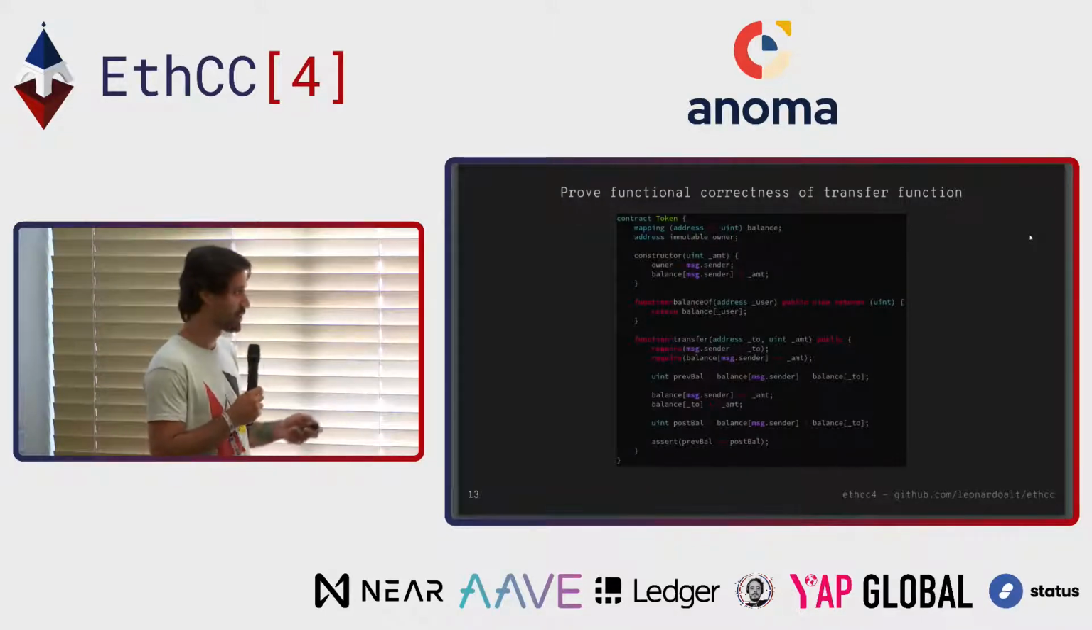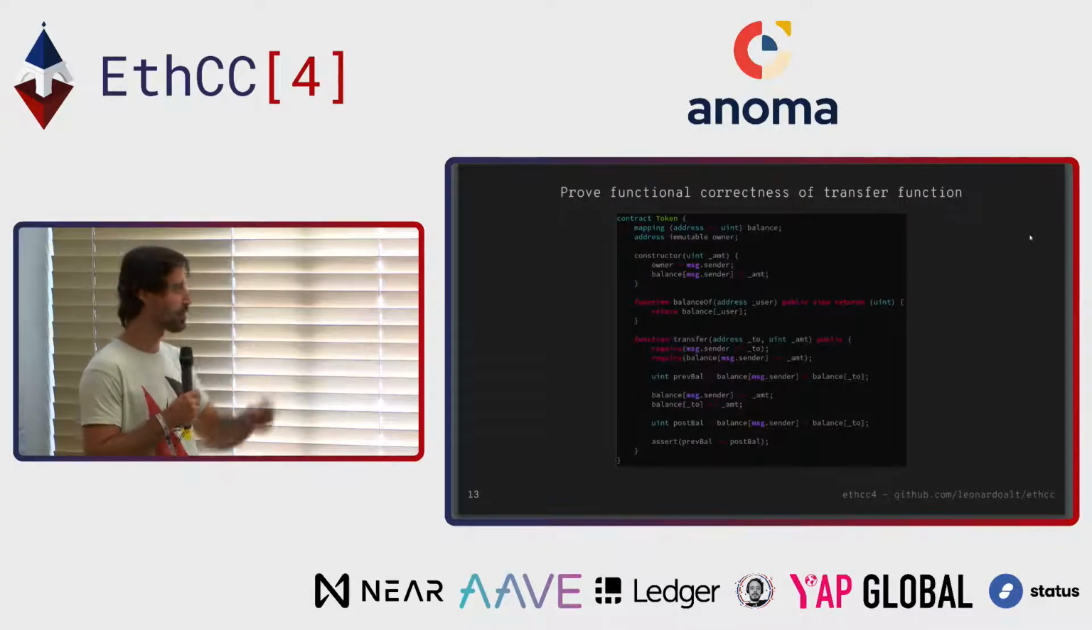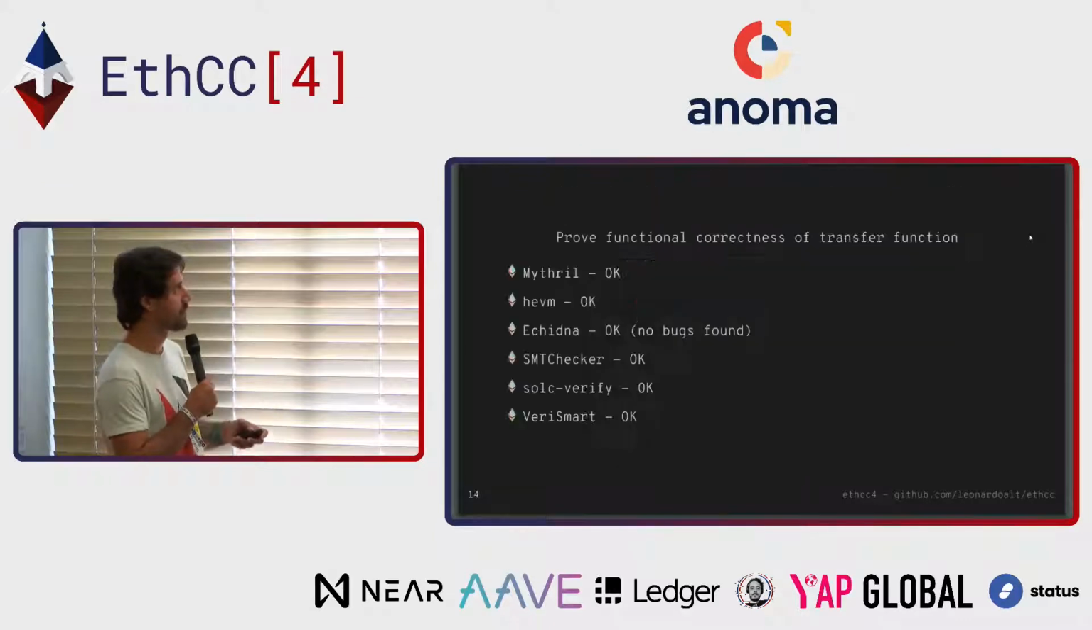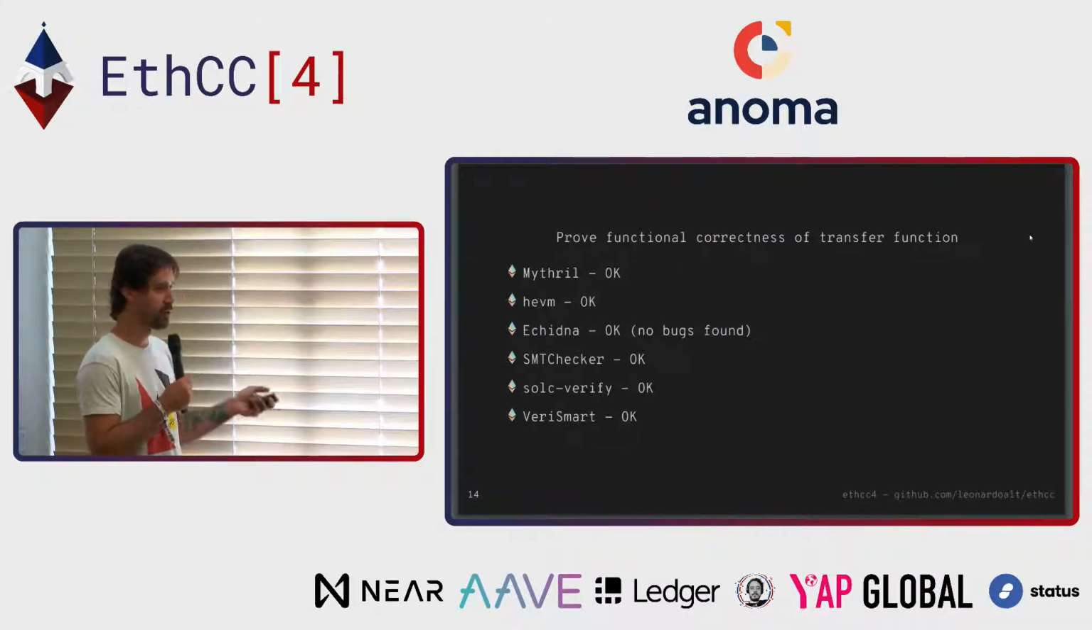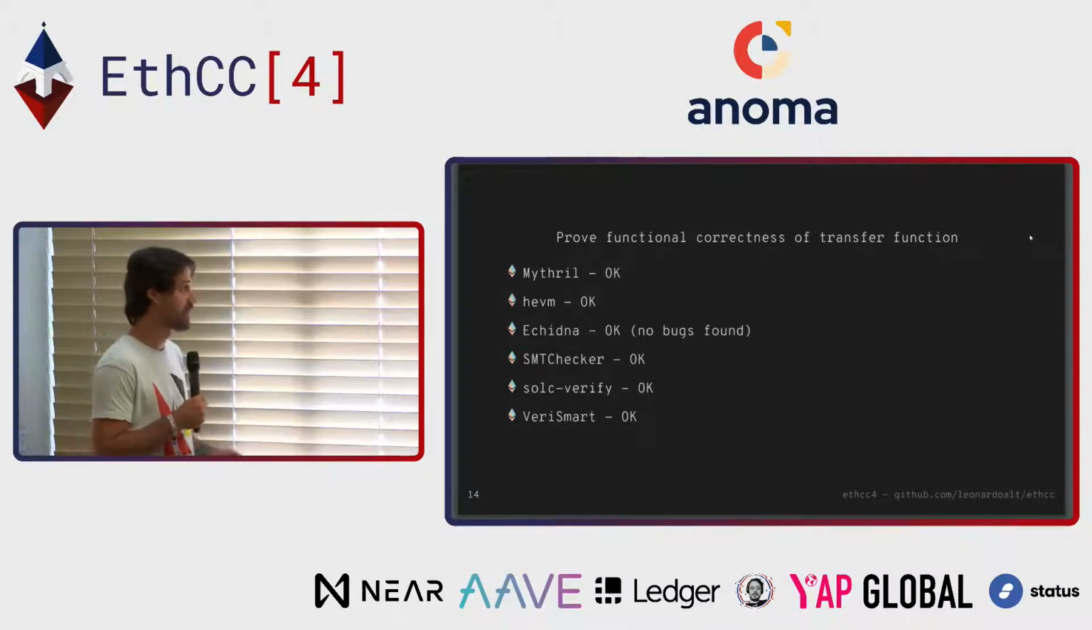Yeah, that's correct, right? So if we just run tool token.sol, these are the results we get. So all the tools can either prove that it's correct, or well, Echidna doesn't issue proofs, but it didn't find any bugs, meaning it didn't give any false positives, at least in the 50,000 instances it tries by default.